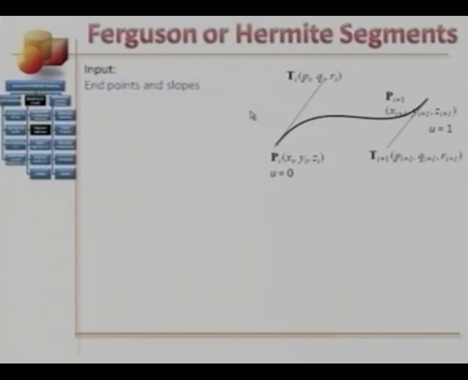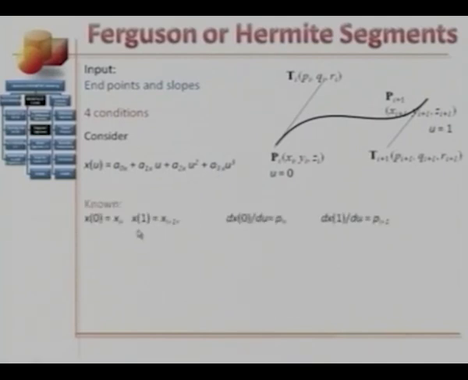As I said before, the input would be the endpoints and slopes from the designer. We have, therefore, 4 conditions, 2 points and 2 slopes for each of the x, y, and z. Now let's consider the scalar function x of u. If you notice, we have 4 unknowns here. 4 conditions, 4 unknowns. This is solvable.